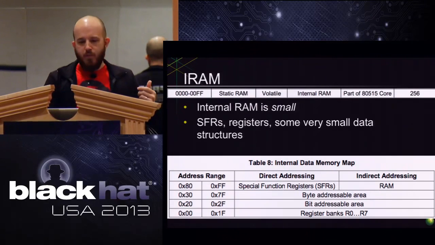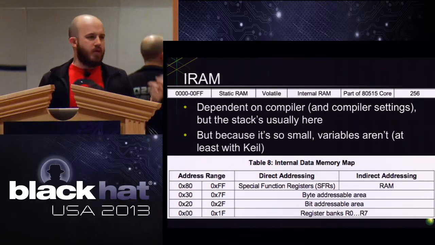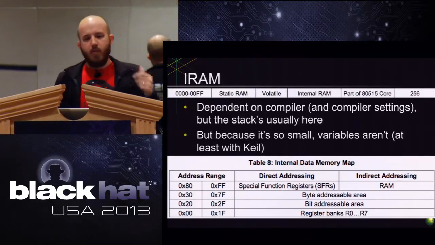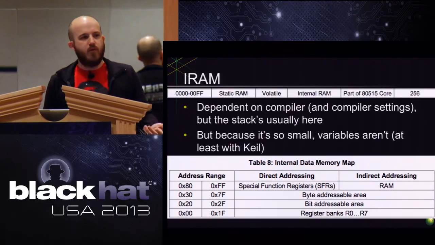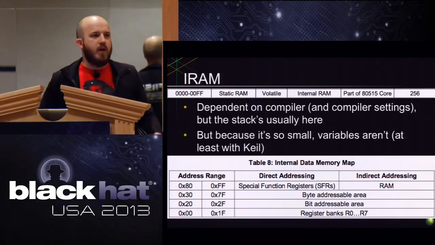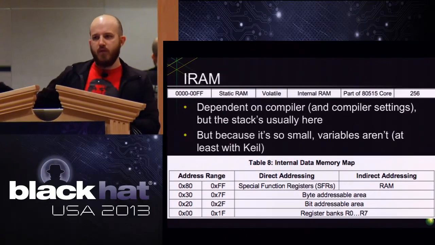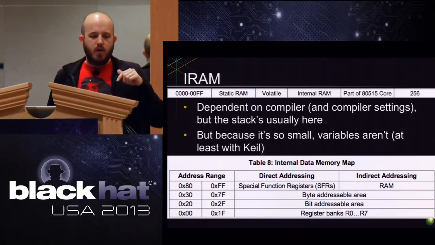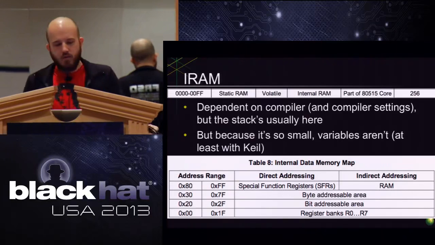Depending on compiler and settings, the stack is usually there. But the problem is that it's so small that variables aren't. So that's another major difference from the stacks that we're used to. Variables are never stored here. The compiler basically always sticks them over in Xdata, and then it hard links them. Or it'll just embed them directly into the code itself if it knows that it can do that.